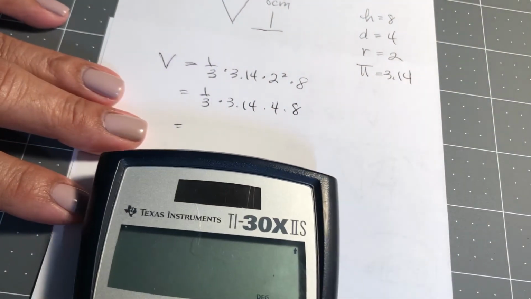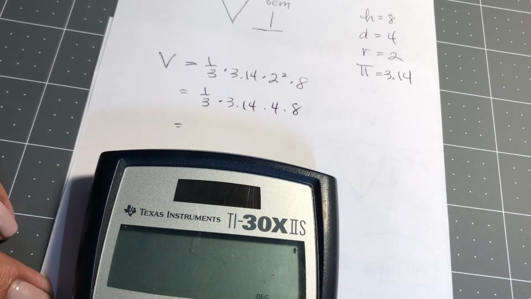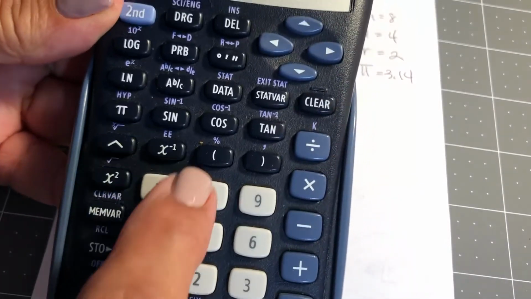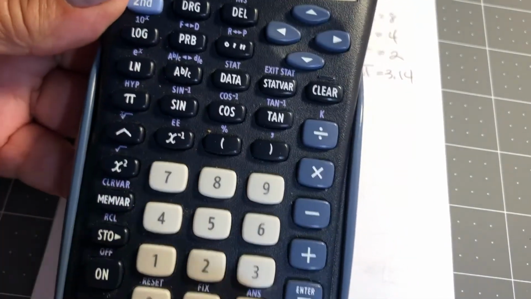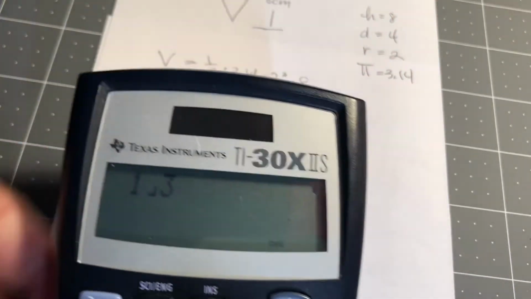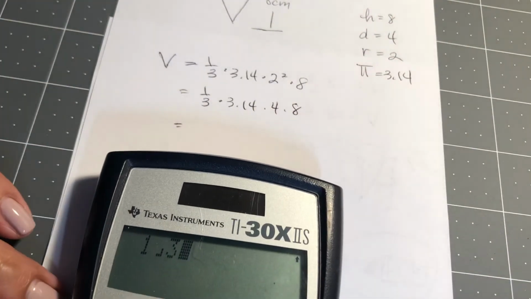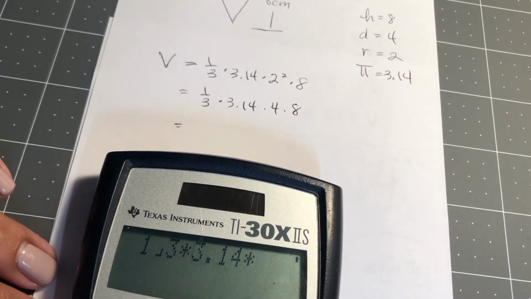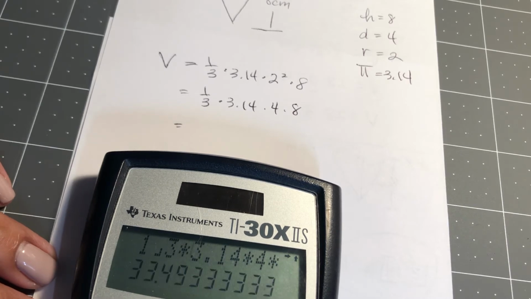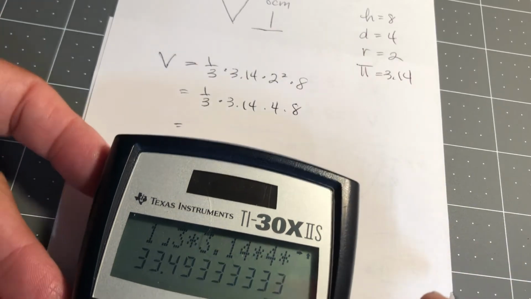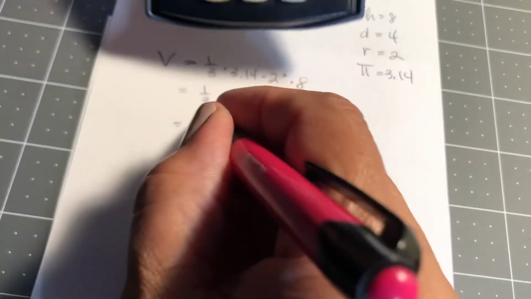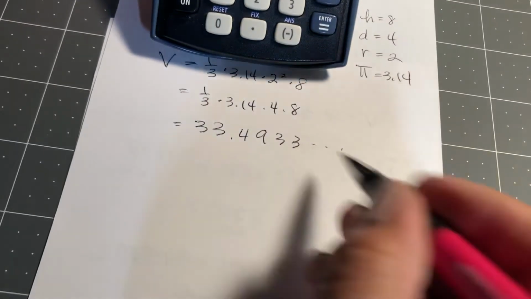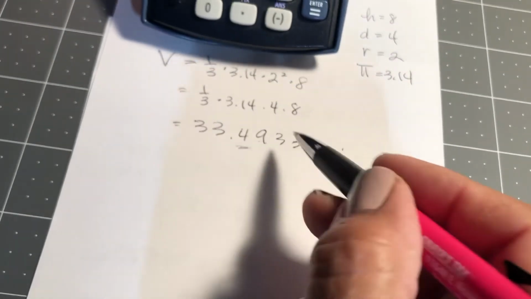Okay, so I can take 1/3, and remember when I type in 1/3, you're typing 1, the ABC button, and 3. That's how you get 1/3 times 3.14 times 4 times 8 equals, and I have 33.4933, etc. But we're rounding to our nearest tenth, and we have to raise it up to 5 because 9 is the next number.